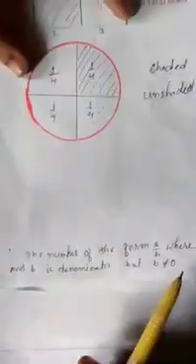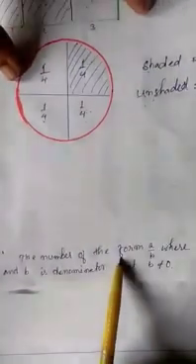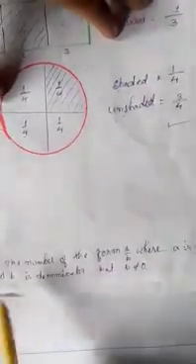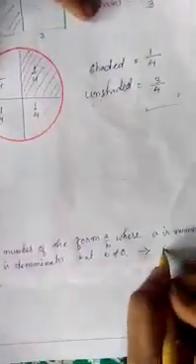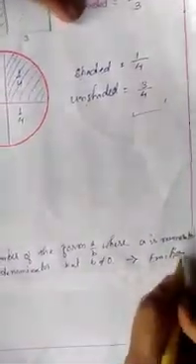Alright children, a number of the form a by b, where a is called the numerator and b is called the denominator, and b will not be 0, it must be greater than 0. This type of number is known as a fraction. Alright children, and the definition we will see now.